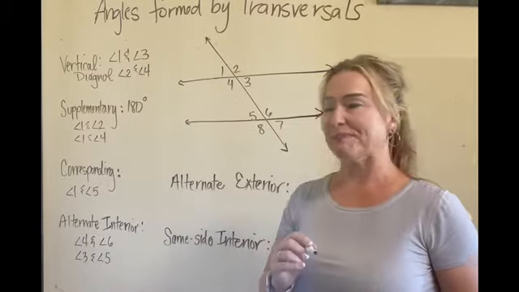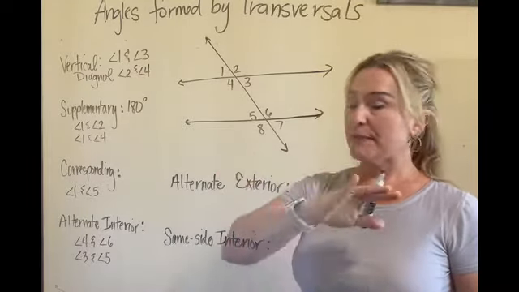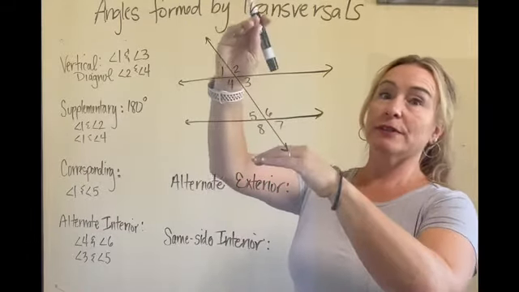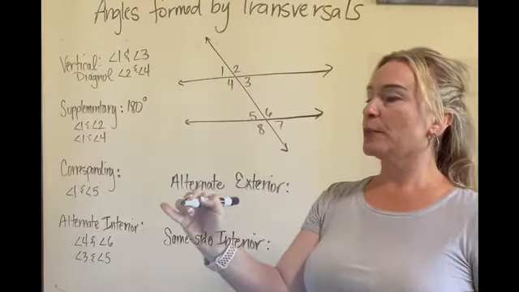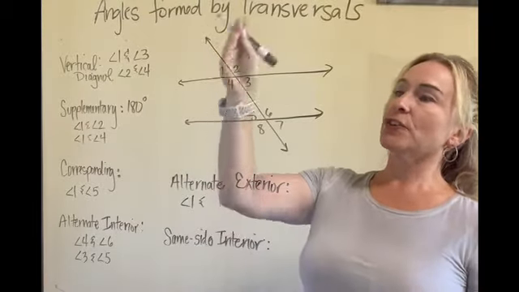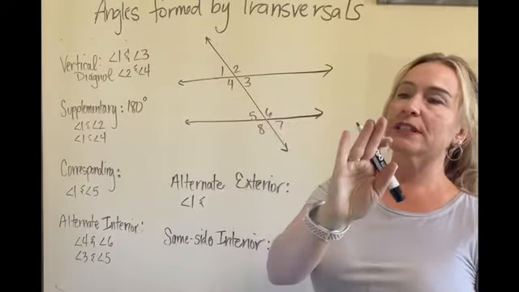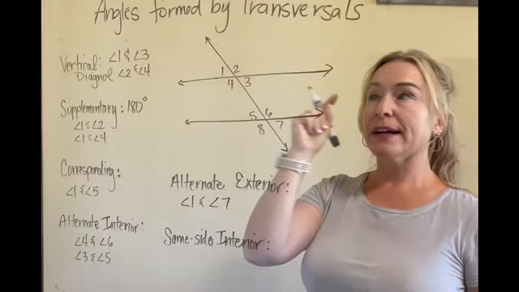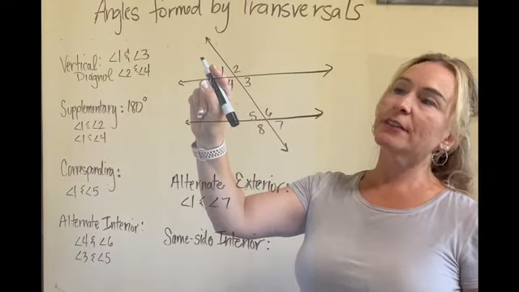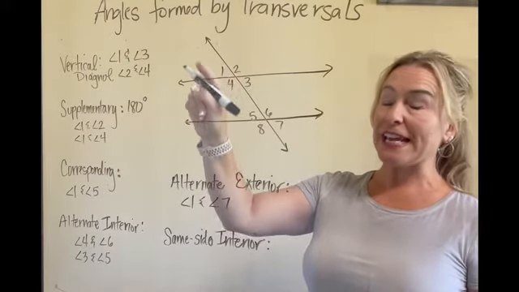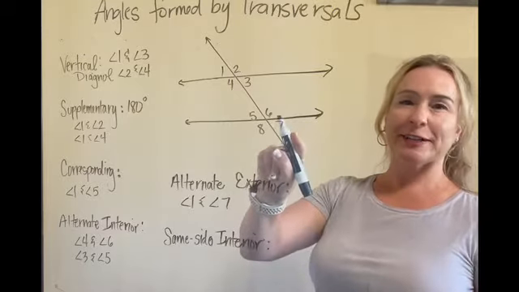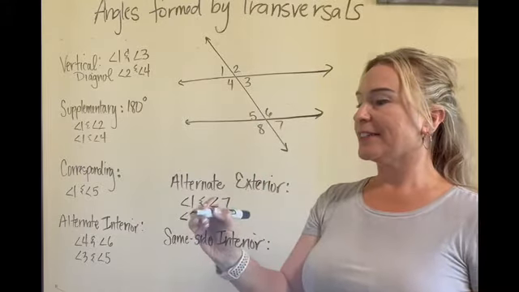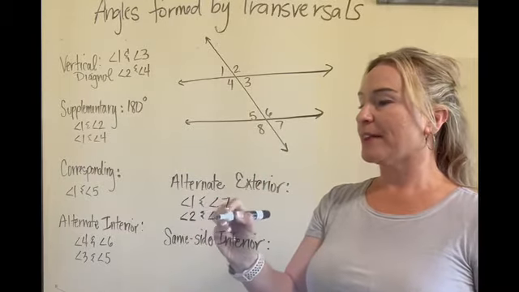So that's pretty awesome. Alternate exterior, same description, except instead of on the inside of the train tracks, they are on the outside of the train tracks. So if I looked at angle 1, I'd look across to the outside and over the transversal. So 1 and 7. I also am trying to keep in mind that 1 is acute. So as I look at the other acute angle that's on the outside of the train tracks, it's got to be 7. That's the only other option. 2 and 8 are considered alternate exterior as well.